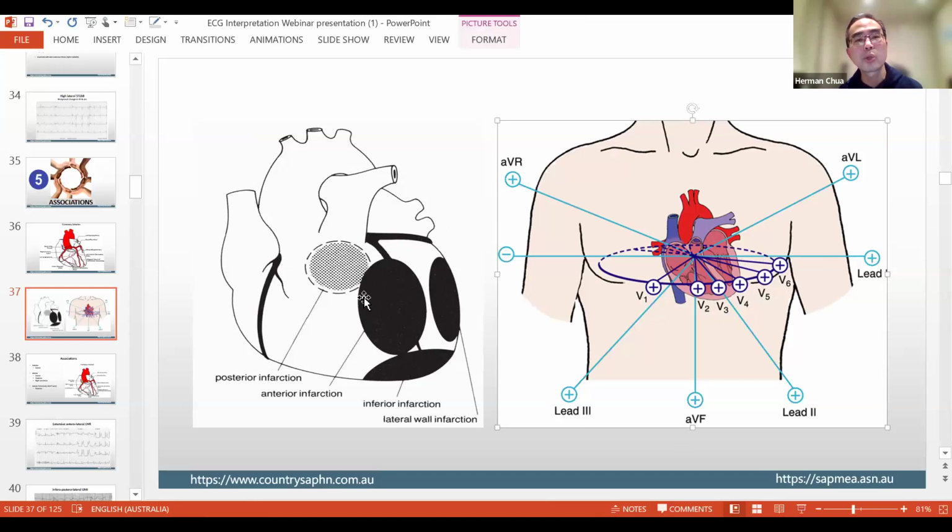And then there is the posterior wall as well, which is the wall behind the heart, okay, which is not represented by any of these leads. We'll talk about posterior in a minute, okay? That exists as well. And obviously you've got a right ventricular infarct as well here, okay?